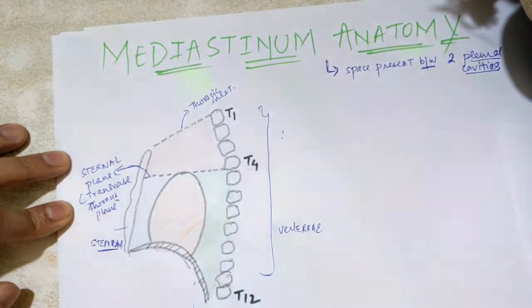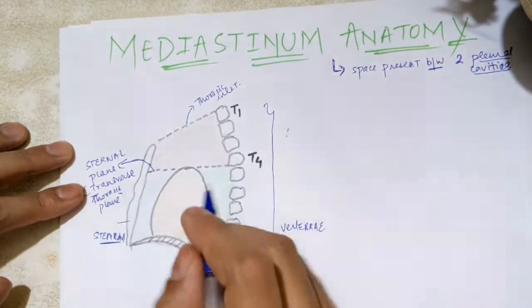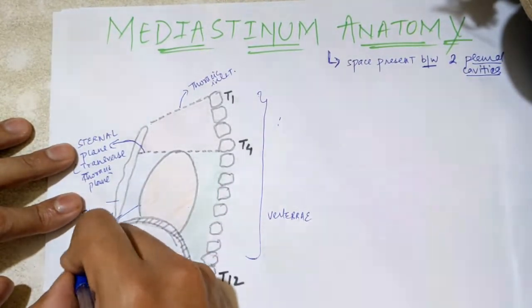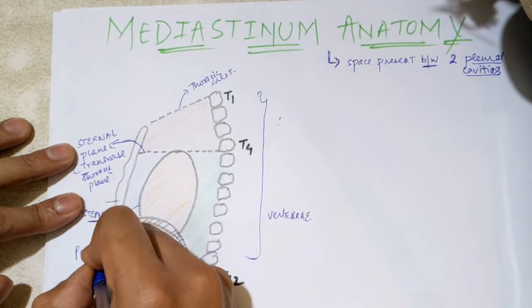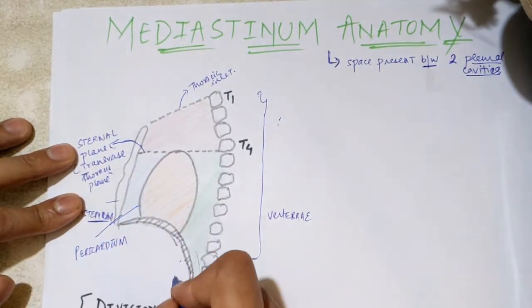This yellow part is your pericardium, the outer covering of your heart. And just inferior to it, you can see this is your diaphragm.